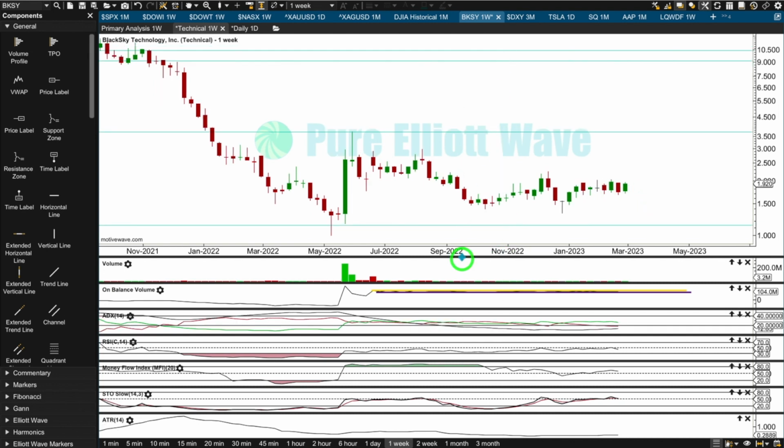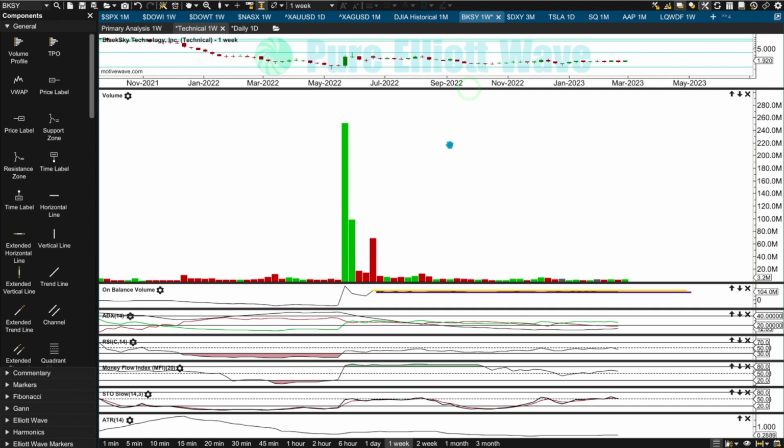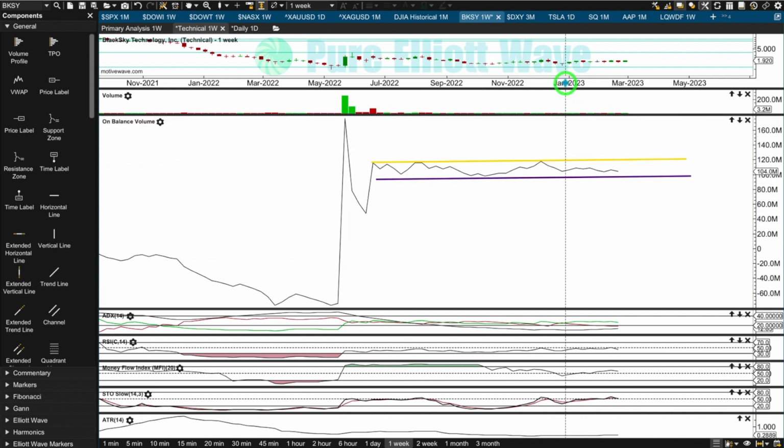The volume profile, let's take a look at that on the weekly chart. I would say that's bullish, strong bullish push for upward movement, and now weak and declining volume for lower movement. On balance, volume has a tight range on the weekly chart. A break above the yellow resistance line would be a bullish signal. A break below this purple support line would be a bearish signal. Watch that one carefully if you're interested in this.